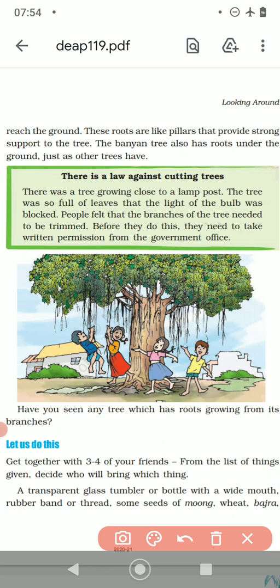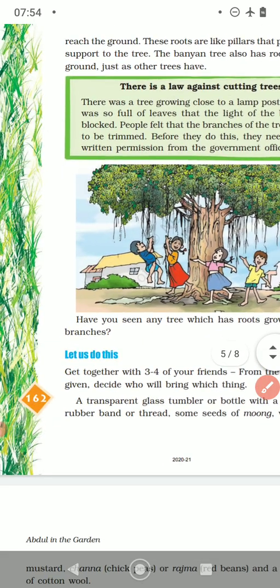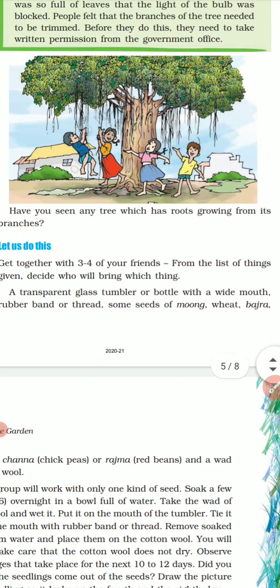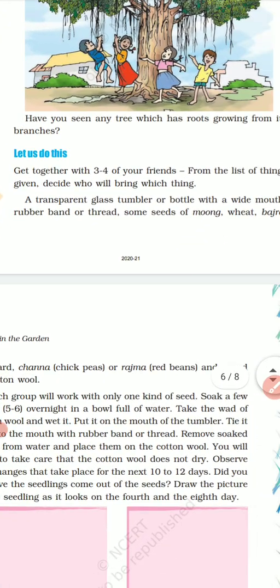Have you seen any tree which has roots growing from its branches? Have you seen any other tree? If you have seen the banyan tree, of course you know that it appears like a branch, but it's a root. Okay, so let's do this. What is to be done?